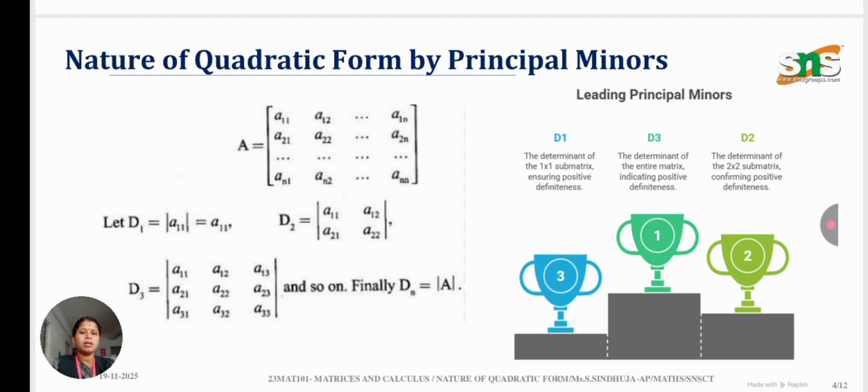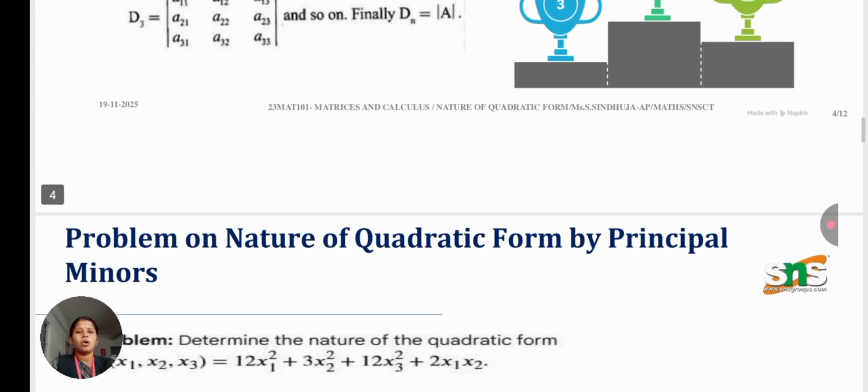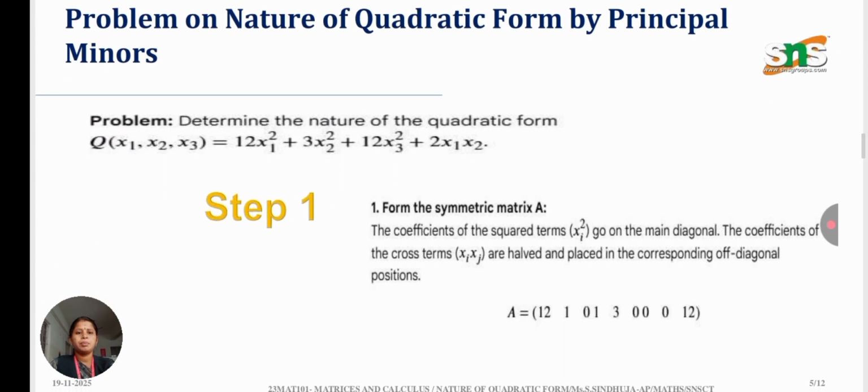If all the 3 values are positive when expanding the determinants, then it is positive definite. If the signs alternate between negative and positive, then it comes under negative definite. If one of the values is 0 and the other two are positive, then it comes under positive semi-definite. Similarly for negative semi-definite. If there is a combination of both positive and negative, then it comes under indefinite in its nature. So now let us discuss a problem on the nature of quadratic form by principal minors.